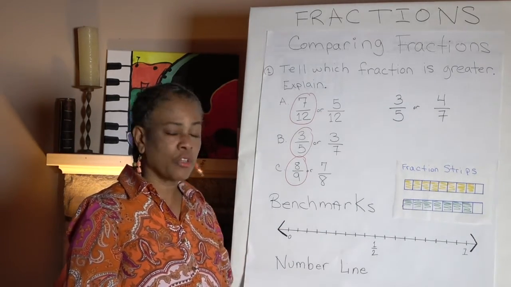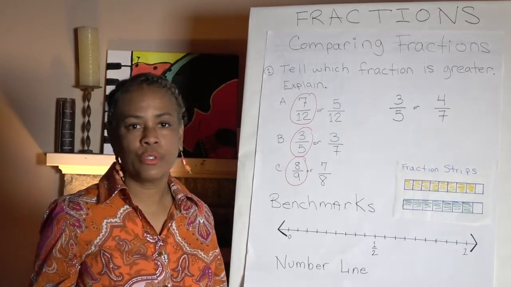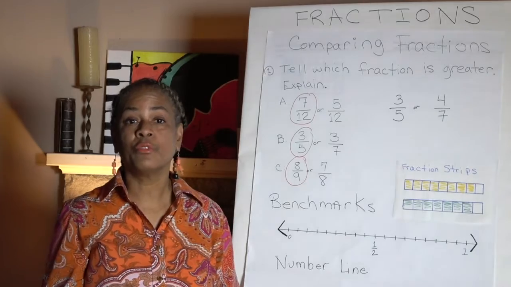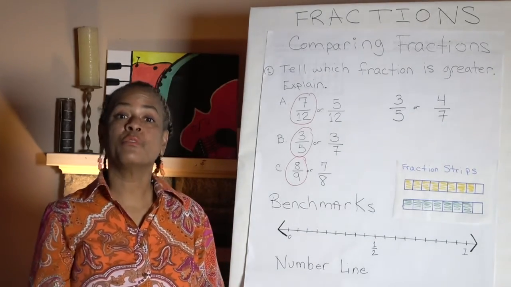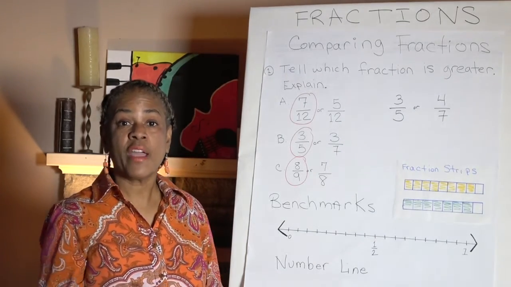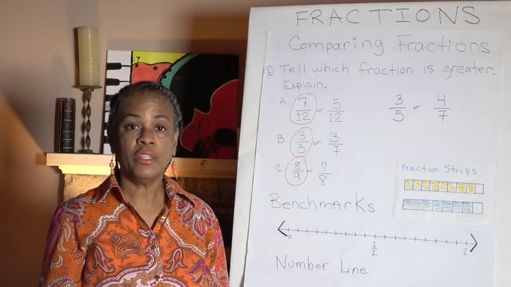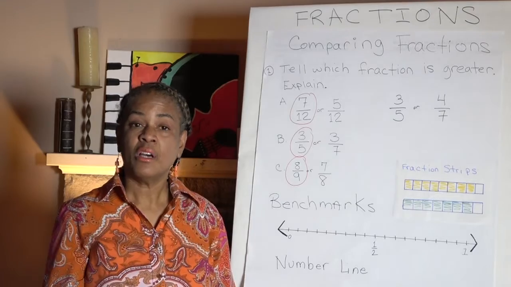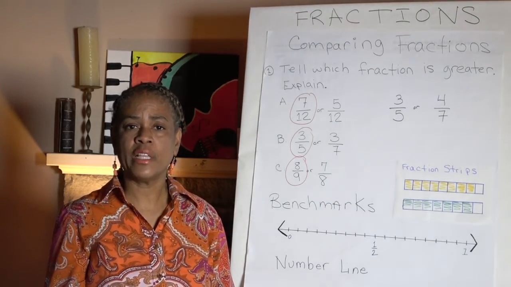Whereas some fractions are close to 1/2. Most students know 1/2. They know 4 is half of 8. They know 10 is half of 20. They know 50 is half of 100. So if I have 51/100, then they know that's close to a half. If I have 5 8s, it's kind of close to a half because 4 8s is a half.